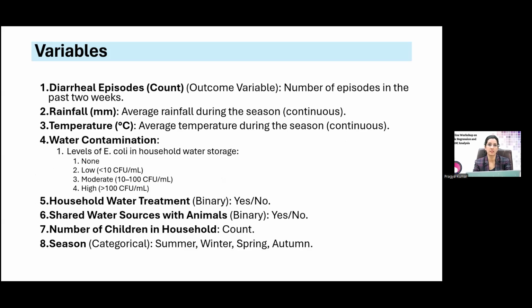So the variables in this case I have used: the diarrheal episodes, which is the outcome variable, is the number of diarrheal episodes in the past 2 weeks. The other variables are rainfall, which is average rainfall during the season and is continuous, then temperature, and then water contamination, which has been classified as none, low, moderate, and high. Household water treatment is binary data, yes and no. Shared water source with animal is binary, yes and no. Number of children in the household, and seasonal, which is categorical: summer, winter, spring, and autumn. So these are my variables.